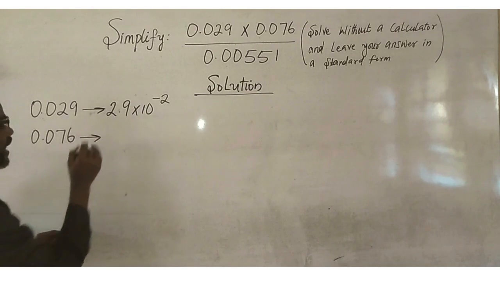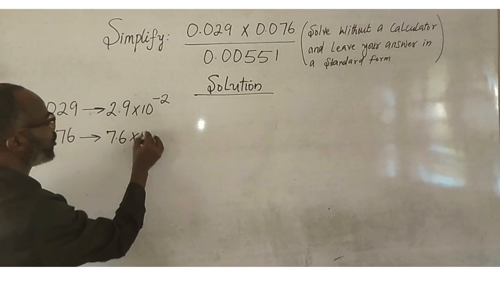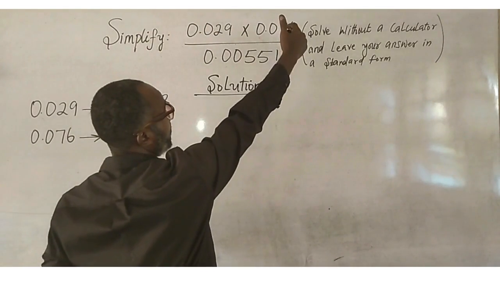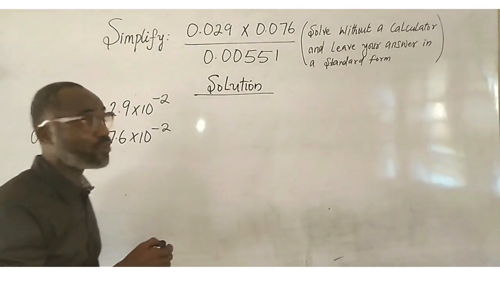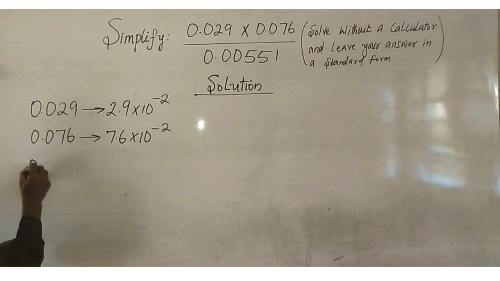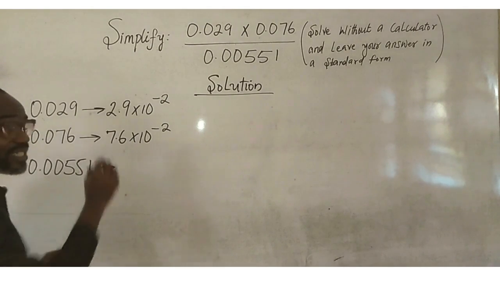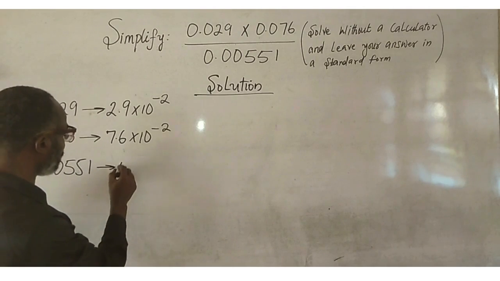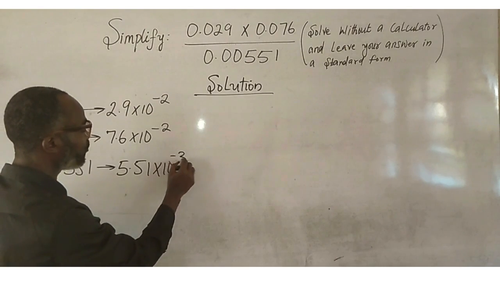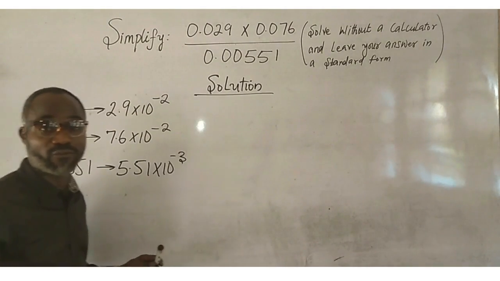0.076, we convert it again to standard form. It becomes 7.6 times 10 raised to minus 2. That's for the numerators, right? Now let's consider the denominator with 3 zeros, 5, 5, and 1. So we have 0.00551 being converted to standard form as 5.51 times 10 raised to the power minus 3. Minus 3 indeed, because we have 3 zeros behind 551.